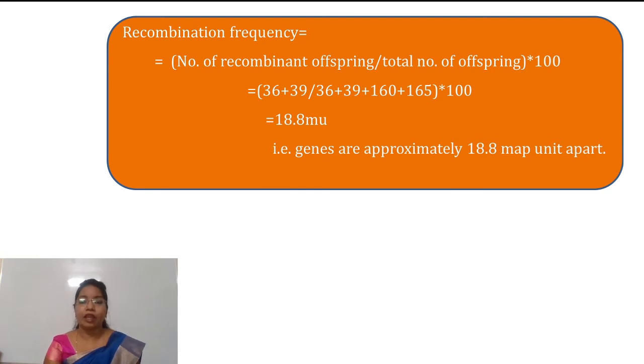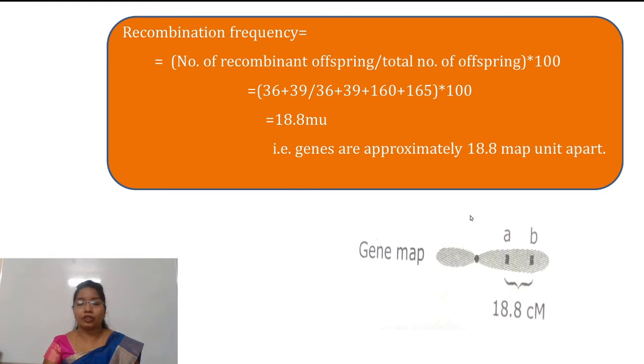Okay. Next, this is the gene map. So now we came to know about the recombination frequency. If we know the recombination frequency, we know the distance between gene A and gene B, and the distance between these two genes is 18.8 centimorgan. Okay, in this way we can locate these two genes on the chromosome.